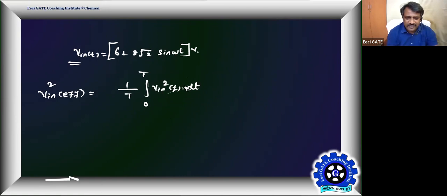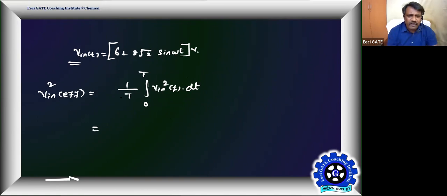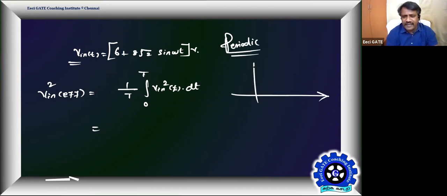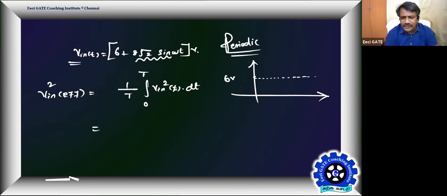Following right? Yes, sir. Then square your signal. It's periodic. Can anyone plot the signal V in of t? If you plot this signal V in of t against time, it is going to have a DC value of how much? 6 volt. That's a DC level, and then the AC is superimposed over your DC. Then it is going to be 6 plus something like this.